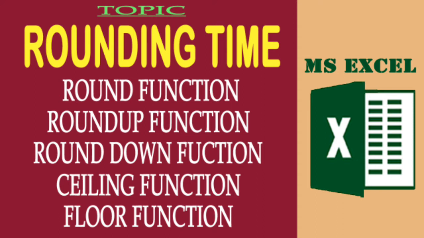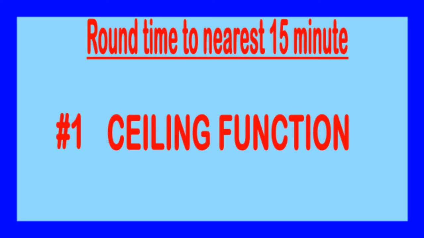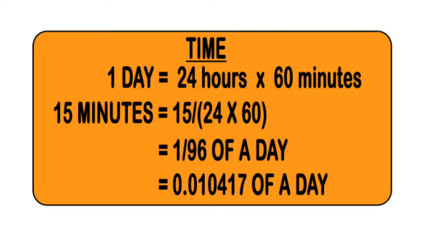Today's topic: rounding time in MS Excel using functions like ROUND, ROUNDUP and ROUNDDOWN functions, and the CEILING and FLOOR functions. To always round up to the nearest 15 minutes, you can use the CEILING function. 15 minutes equal 1 by 96 of a day. 15 minutes equal 0.10417 of a day.